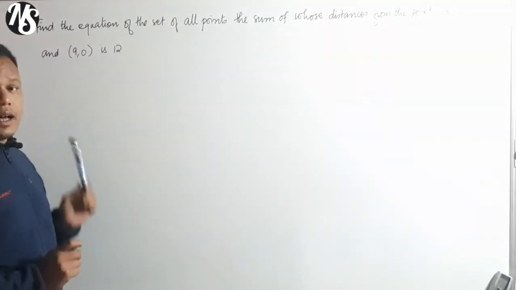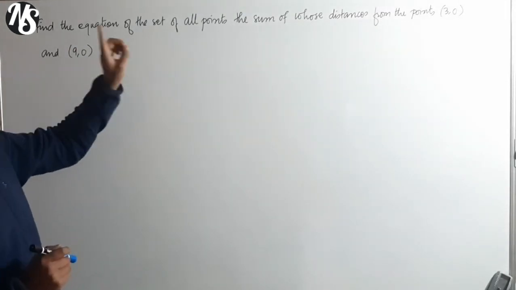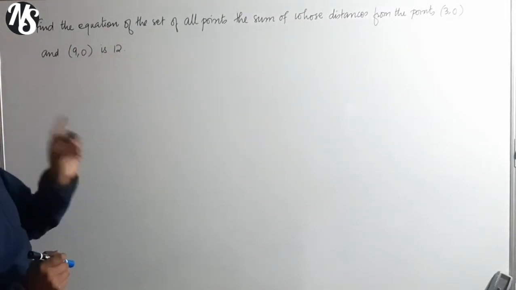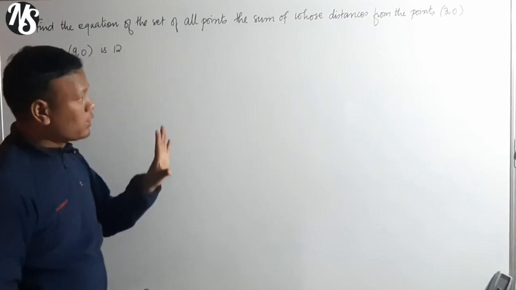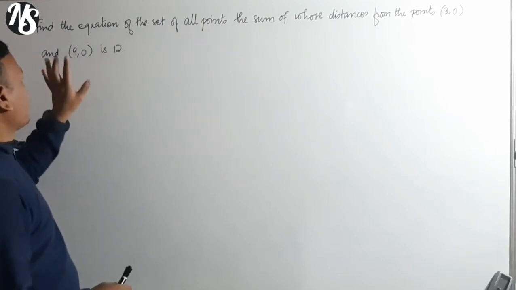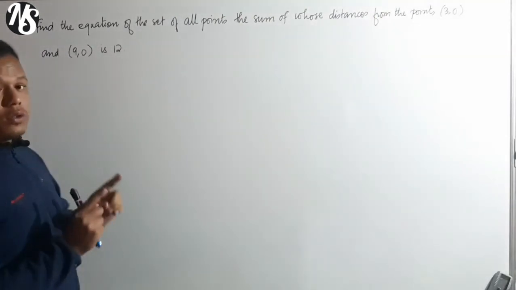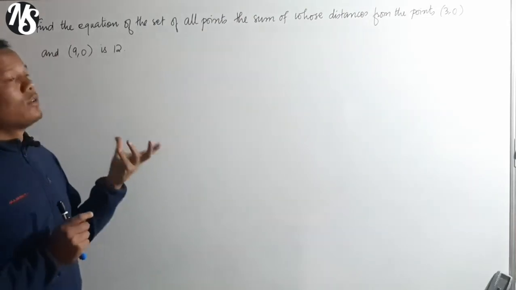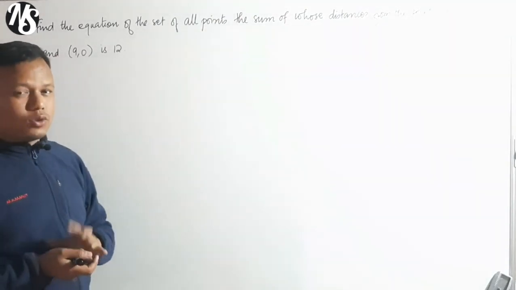Now let's see the last question. So the question says, find the equation of the set of all points, the sum of whose distances from the points 3, 0 and 9, 0 is 12. Now, they have not said that you need to find the equation of an ellipse, but indirectly they are asking you the same. You know why?